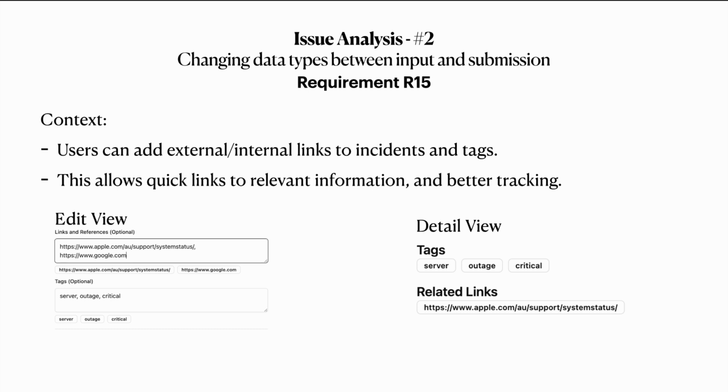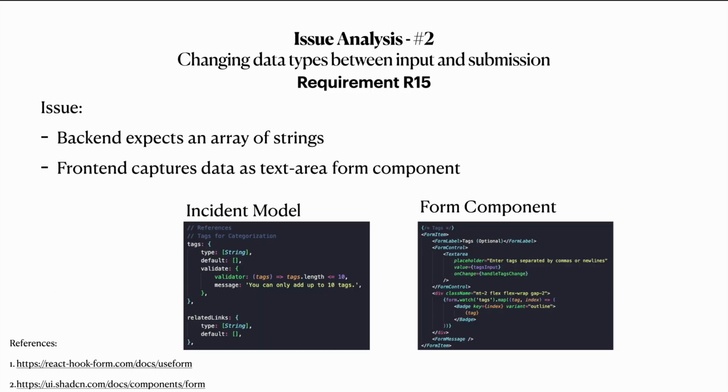The second issue that we faced during this process was changing data types between input and submission, and I'll focus in on a specific example. For context, users can add external links to incidents as well as tags. This just allows quick access to relevant information and better tracking down the road. So I've included a view of what that looks like on both the edit and detail page view on the front end. A problem was that the backend expects an array of strings.